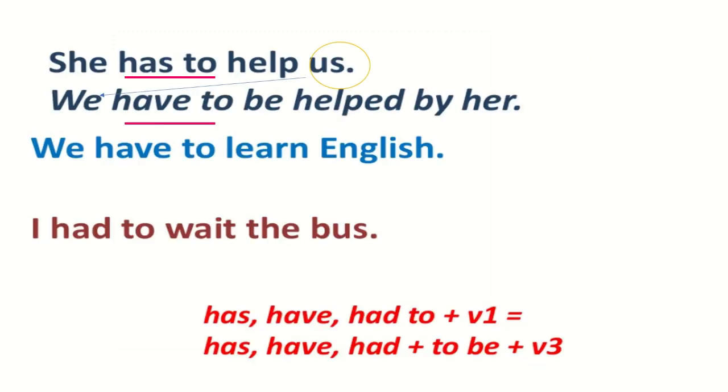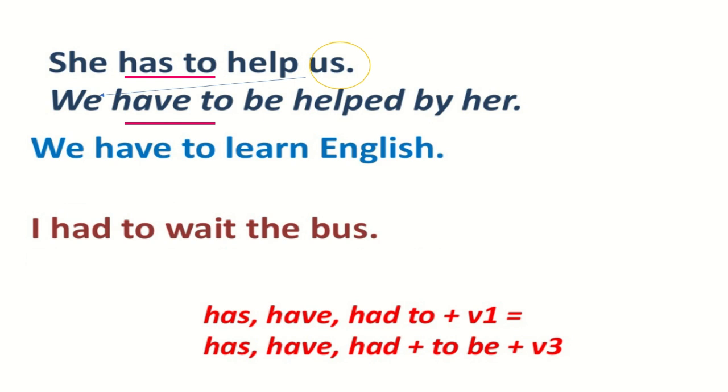Okay. She has to help us. We have to be helped by her. She has to help us. Us is my new subject. So us becomes we, and has to changes, because we now is plural, so I have to change the form of this modal, because you know has to and have to are semi-modals. Have to be helped by her.